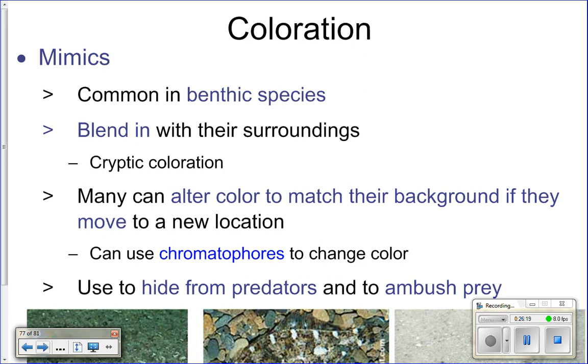Okay, you can also have certain kinds of fish that will mimic their background. So they can actually change their color and their pattern in order to mimic the background. That's very, very common in benthic species. So things that live on the seafloor, a lot of them will do this. And they use it to blend into their surroundings. It's called cryptic coloration when they do this. Cryptic coloration.